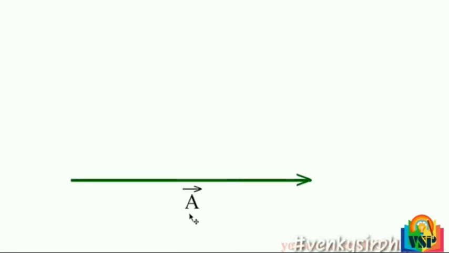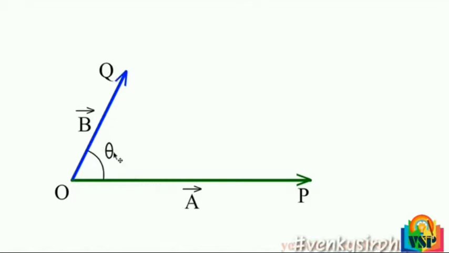Consider a vector OP and consider another vector B vector OQ, which are acting at a point O or origin. The angle between them is angle theta.